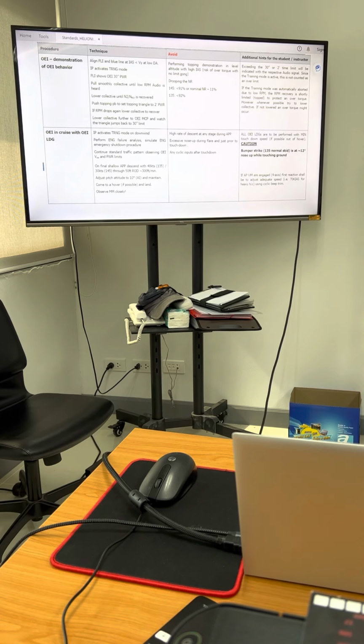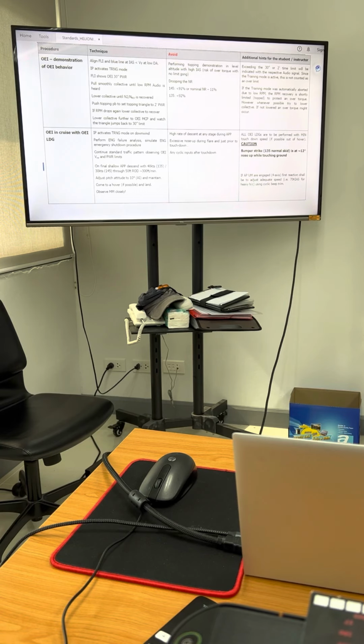So, activate training mode. FLI shows OEI 30 seconds power. Pull the collective smoothly until the low RPM audio sounds. Lower collective until N2 NR0 is recovered.